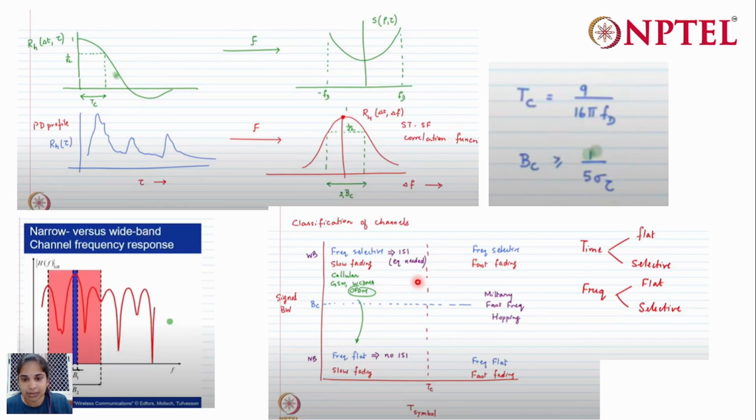The other two divisions are if the signal bandwidth is greater than the coherence bandwidth and the symbol duration is lesser than the coherence time, then we have frequency selective slow fading, and the other is frequency selective fast fading. So, if we have a frequency selective channel, then ISI is caused, and we need an equalizer. So, this is the basic idea. In time, we have a flat channel, a selective or fast fading channel. In frequency, we have a frequency flat channel and a frequency selective channel. So, these are the different divisions.